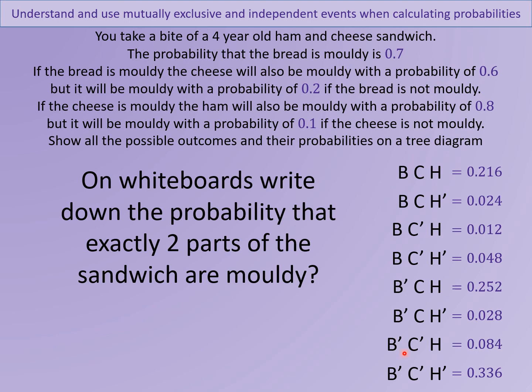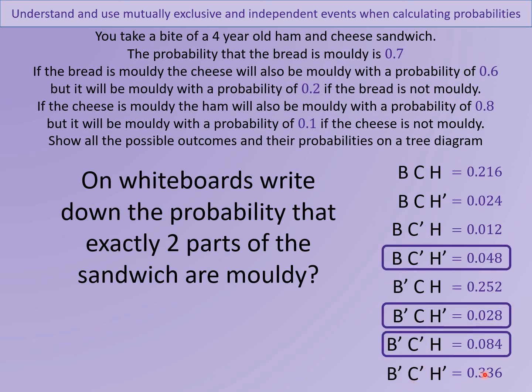Okay, so exactly two parts. So no, no, no, yes, cheese and ham. No, oh yes, bread and ham and bread and cheese, but not the bottom one because I want exactly two. So there we go, those three events. What's the probability I get any of those three? You add those together. You times when you go across with the tree diagram, you add when you go down. In fact, if you added up all those results, no surprise, it equals 1.